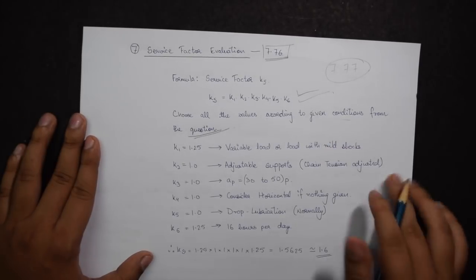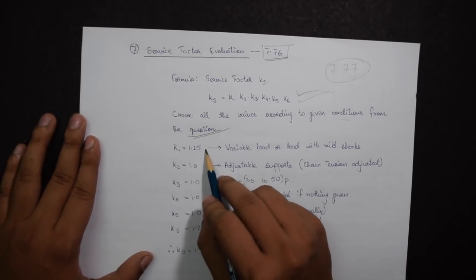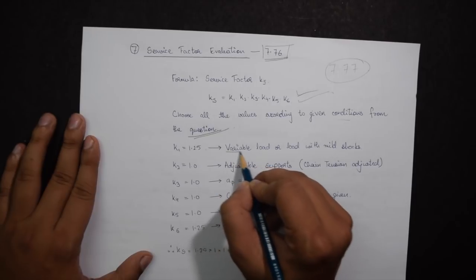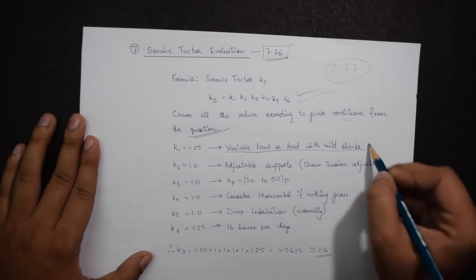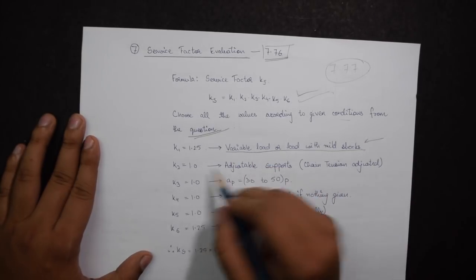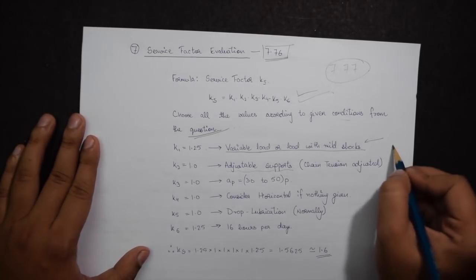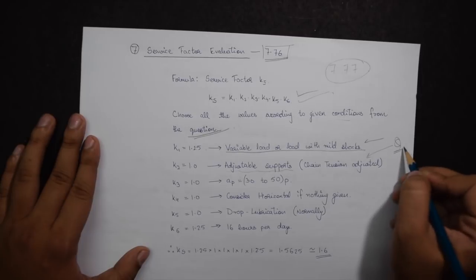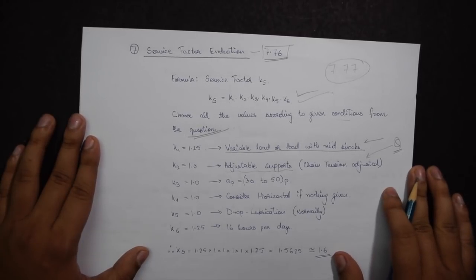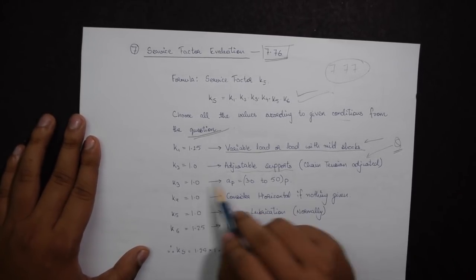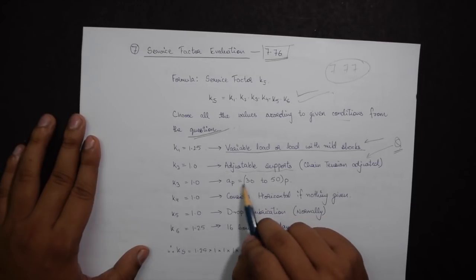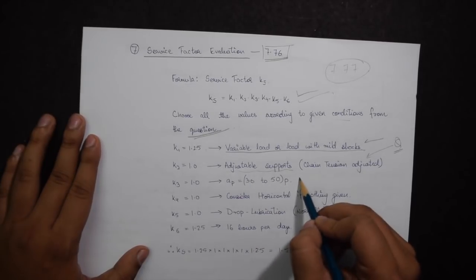For example, K1 is 1.25 as we need variable load or load with mild shocks. Now K2 is being selected as 1 because we need adjustable supports, as it was given in the question that chain tension can be adjusted. K3 is 1 because we choose the value A equal to 30 to 50 P, thus it is 1.